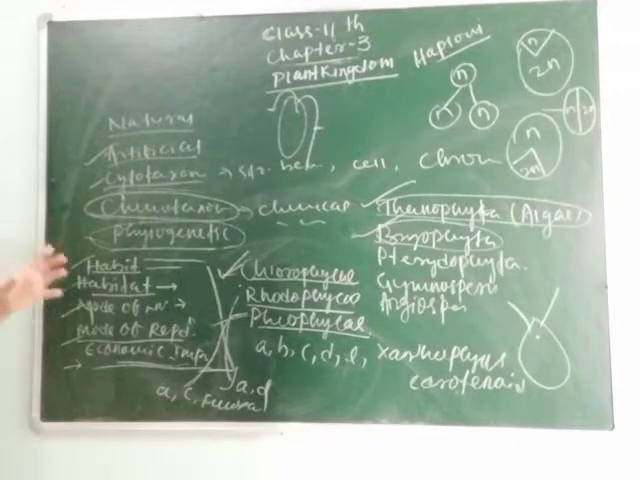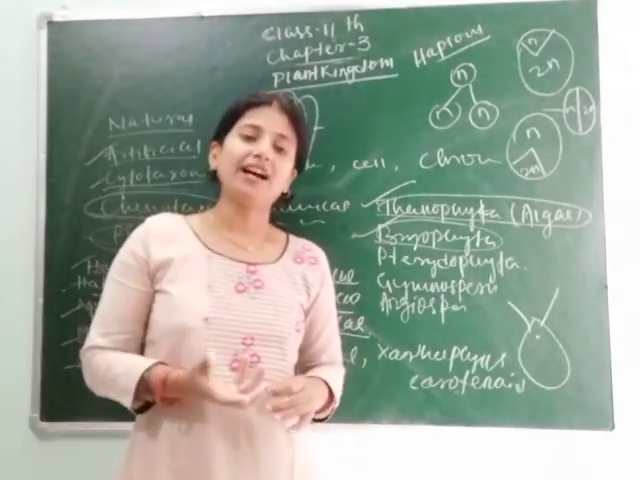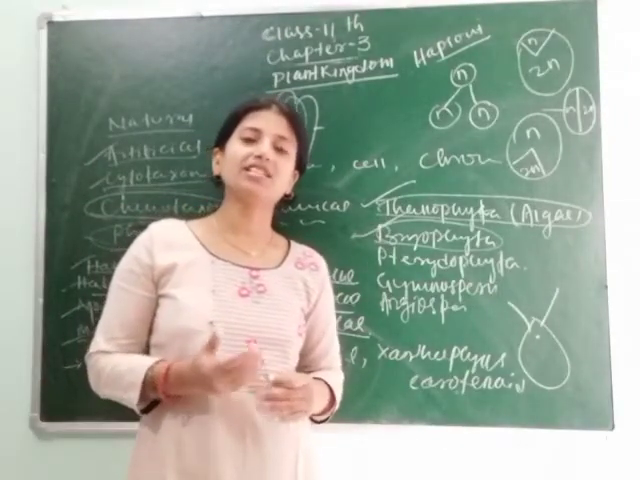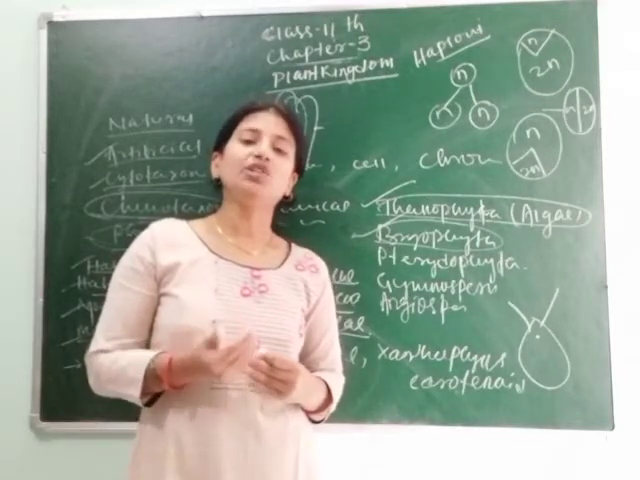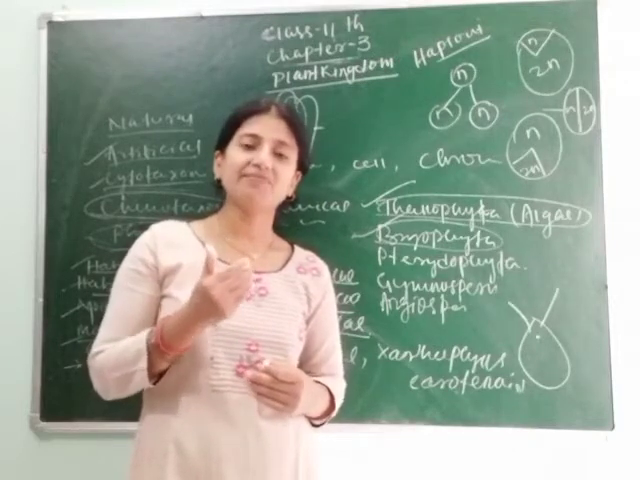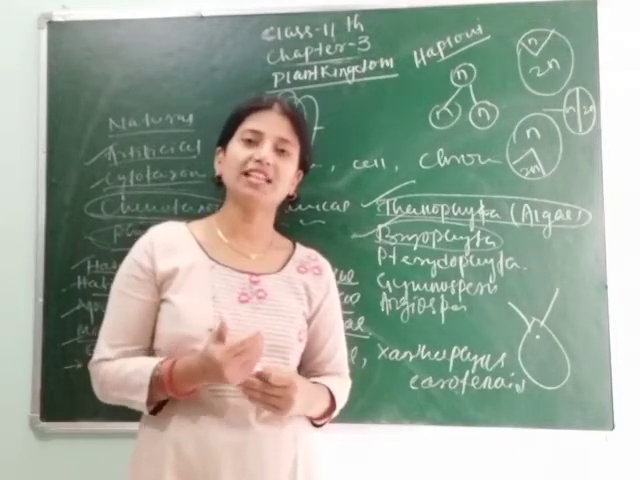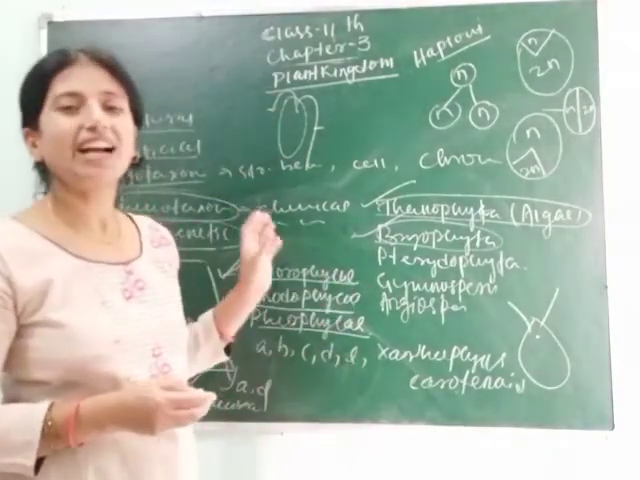Some of them are also used as food. You know about laminaria, sargassum. Clear students? Laminaria, sargassum, agar. They are used in making ice creams. Agar is used for making ice cream or jellies. That is called agar-agar. Clear? So this is a species of algae.